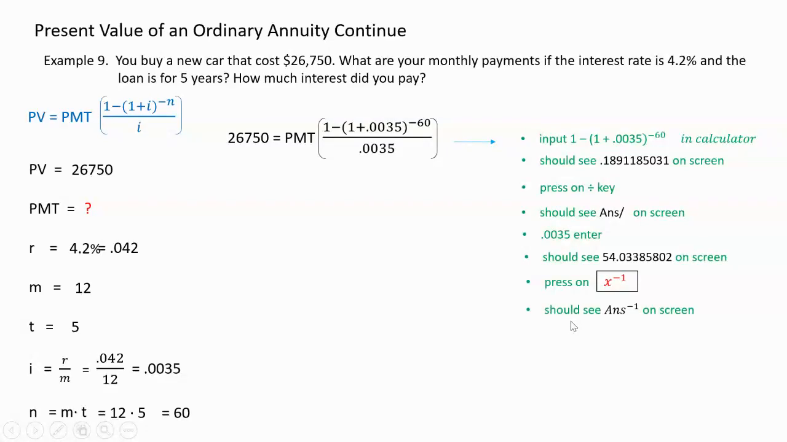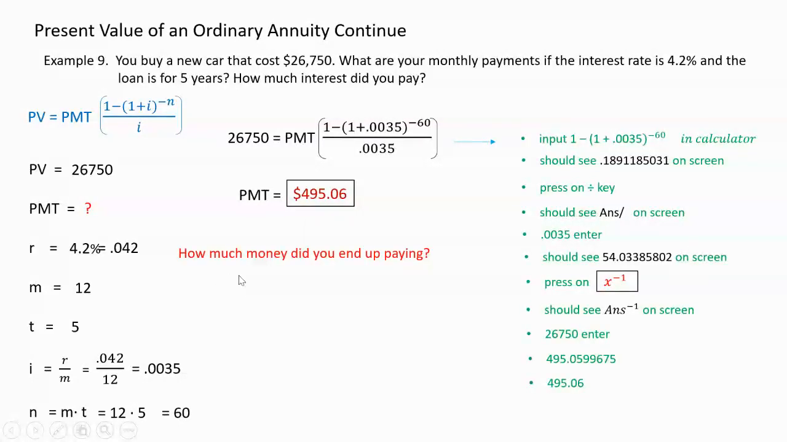Now here's where you're going to hit the inverse key. That's what you should see. Now you're going to enter the 26,750. Once you enter that, this is what you see. So these are your monthly payments. Round it to the nearest penny. So your payments are going to be $495.06.